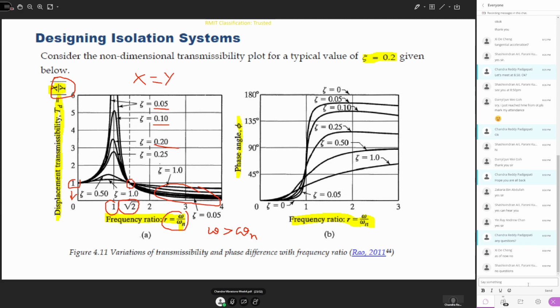So if you want to design a system where the transmissibility is reduced, you need to make sure that omega is much greater than the natural frequency of the system. And we know the natural frequency of the system depends on the mass and depends on the stiffness.